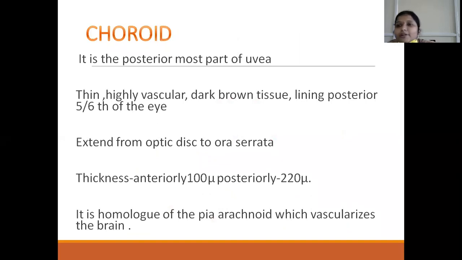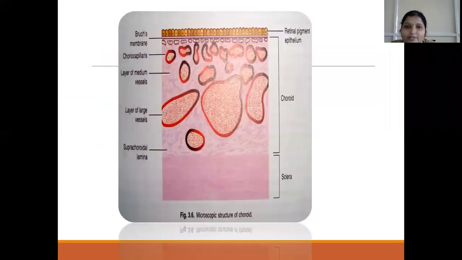Coming to choroid. This is the posterior most part of the uvea. It is highly vascular and dark brown in tissue, and it constitutes the posterior 5/6 part of the eye. It extends from the optic disc, that means the optic nerve head, to the ora serrata, that is the peripheral part of the retina. It is thin anteriorly, about 100 microns, and posteriorly it is thicker, that is 220 microns. It is homologous to the pia arachnoid of the brain, which vascularizes the brain.